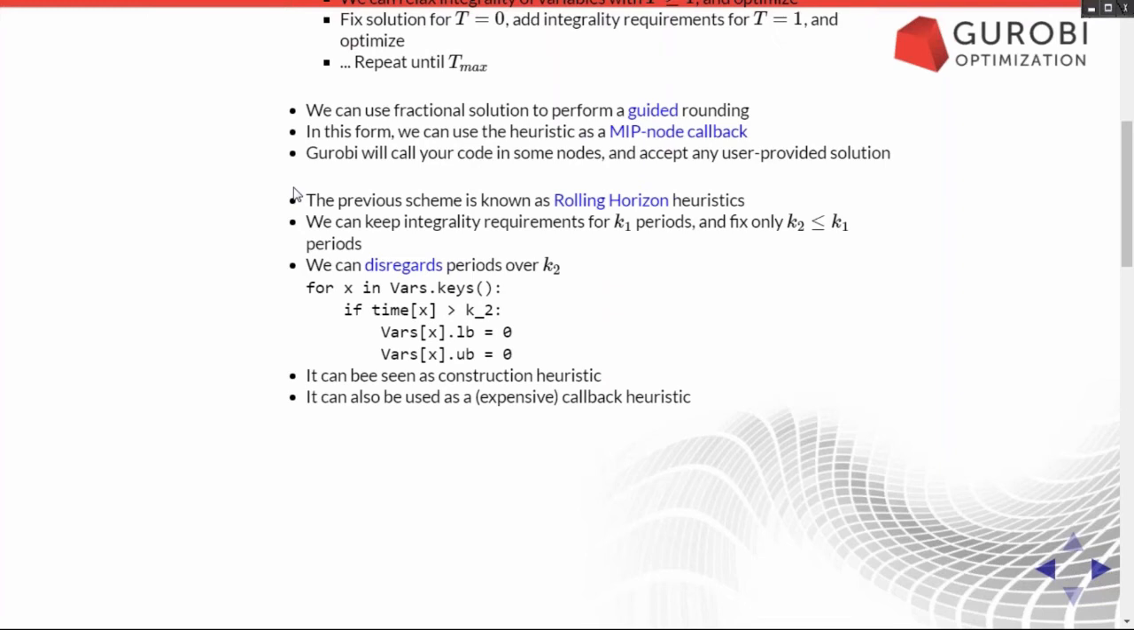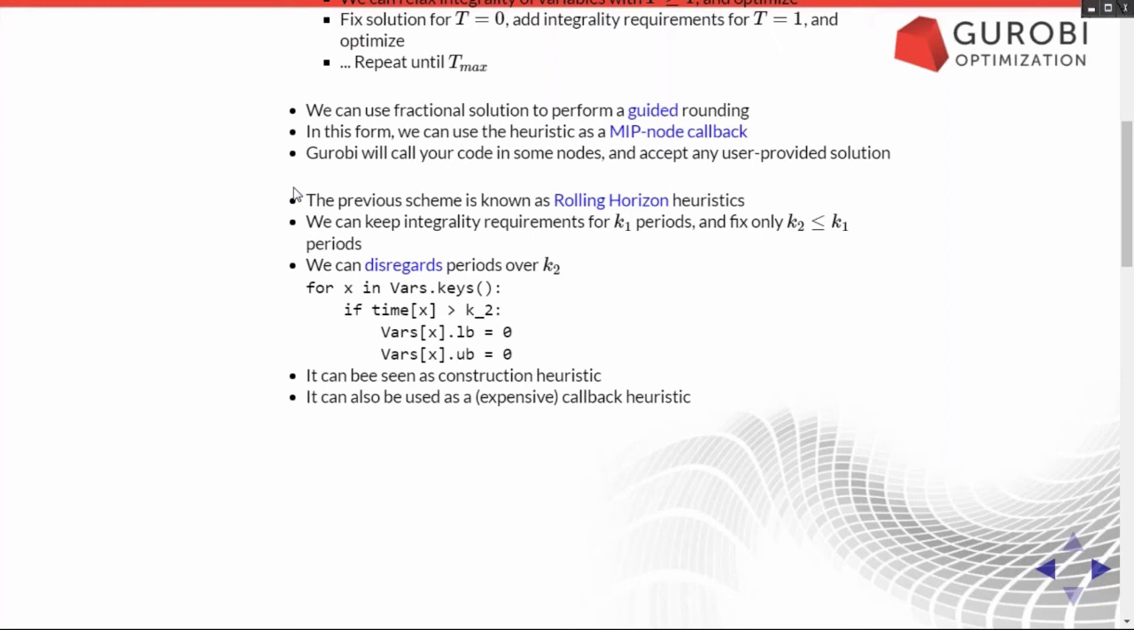You can also disregard some periods altogether. What I mean is, in the open pit mining problem, I'm going to keep the integer variables in time 0. I'm going to keep the continuous variables in time 1, but everything else, I'm going to just forget about it. What I'm gaining there is I'm reducing the size of the problem by quite a lot. And what you could do to do that is essentially, as before, set the bounds to 0.